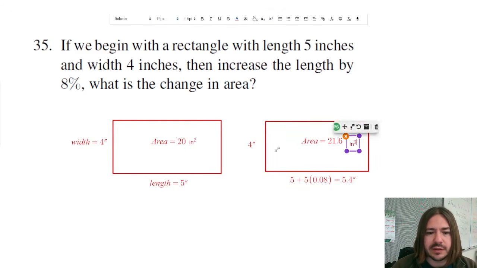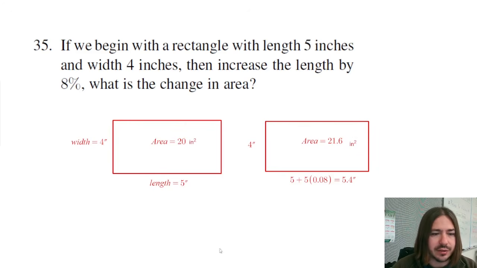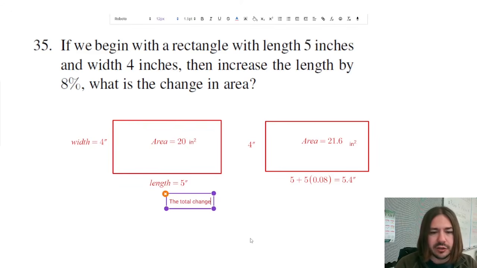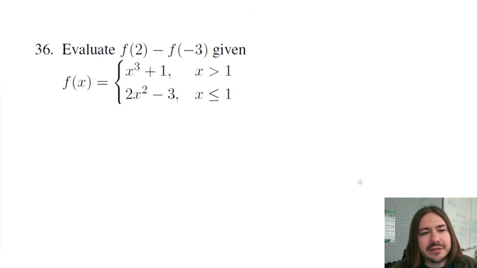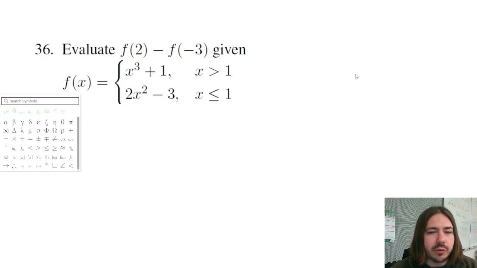And so we can see that we're adding 1.6 square inches. And so that's effectively going to be our answer, is the total change in area is 1.6 inches squared. Number 36 says evaluate f of 2 minus f of negative 3 given this piecewise function.